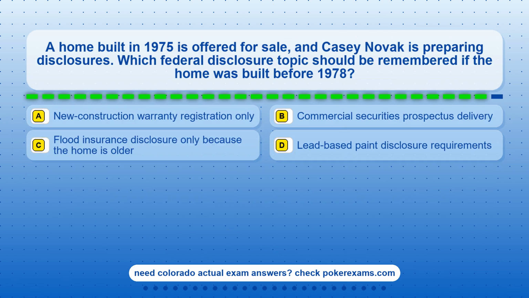Question 21. A home built in 1975 is offered for sale, and Casey Novak is preparing disclosures. Which federal disclosure topic should be remembered if the home was built before 1978? Option A, new-construction warranty registration only. Option B, commercial securities prospectus delivery. Option C, flood insurance disclosure only because the home is older. Option D, lead-based paint disclosure requirements.